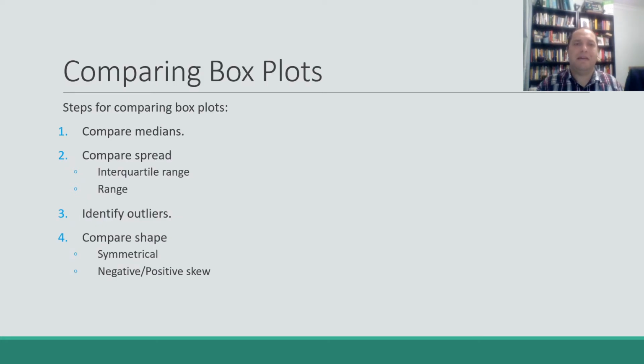There are key things to do when comparing box plots. First step is to compare medians. The second is to compare spread. With our spread, we might talk about the interquartile range in particular. You might also refer to the spread more generally. You might then need to identify outliers, and then finally compare the shape, whether it's symmetrical, and then negative or positive skew.